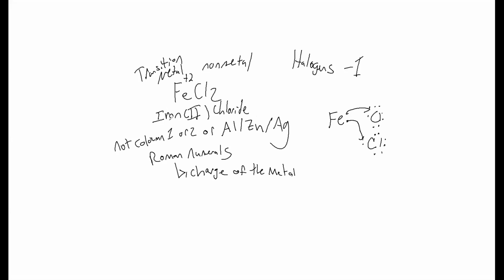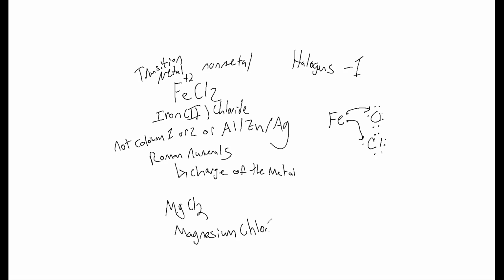So you name the metal plus the charge of the metal, and then the non-metal, and you just add "ide" to it. Remember, we only do the Roman numerals if it's not column 1, 2, aluminum, zinc, or silver. If it is one of these, then we do not use the Roman numerals. For example, MgCl2, magnesium's column 2. So we just call this magnesium chloride.